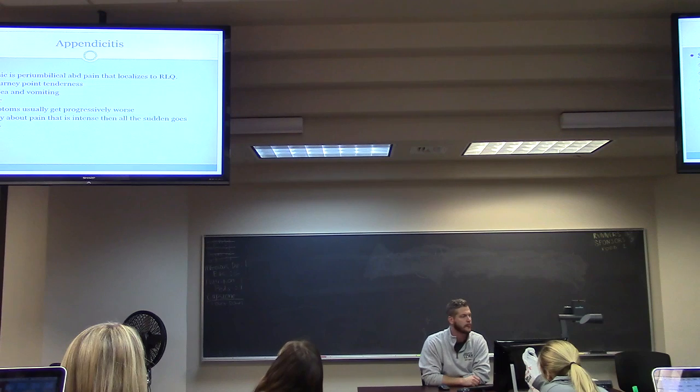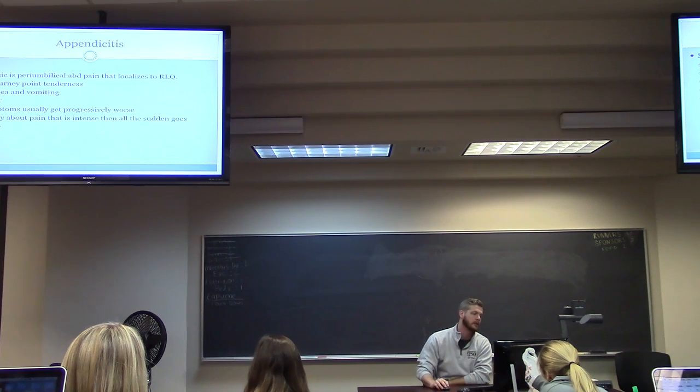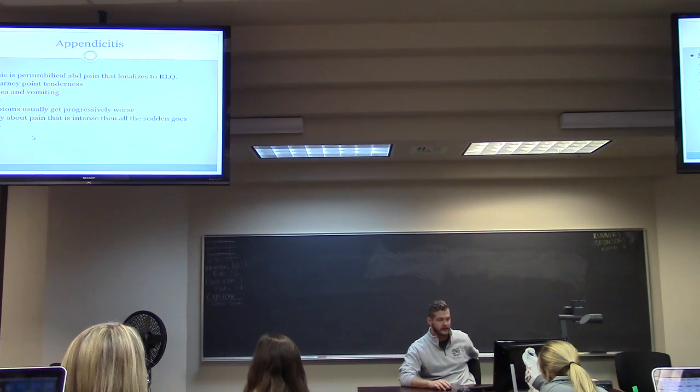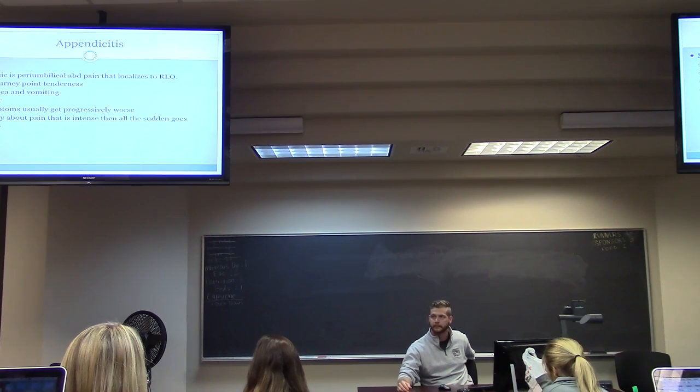Okay, so the classic presentation is periumbilical abdominal pain that localizes to the right lower quadrant over time. McBurney's point tenderness, nausea, vomiting, fever. Symptoms usually get progressively worse as they go on. One thing you really want to worry about is pain that's very intense and then all of a sudden goes away. What does that mean?